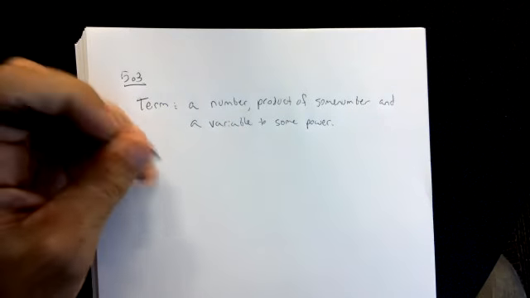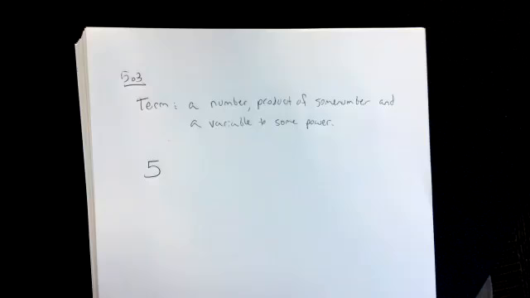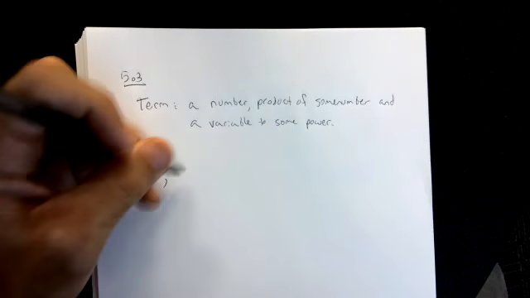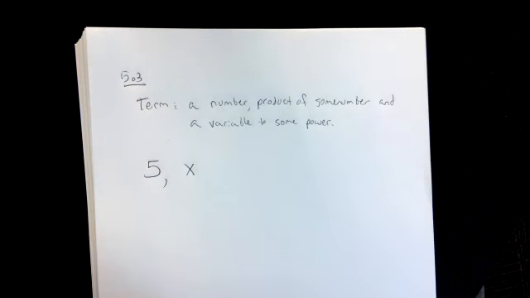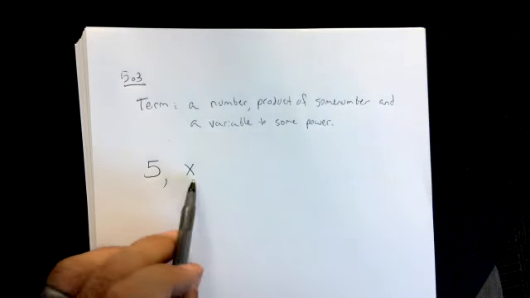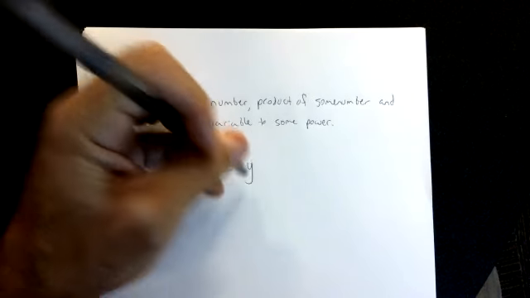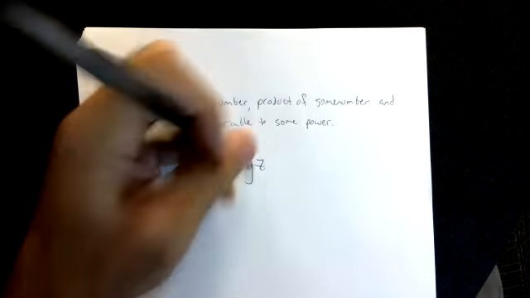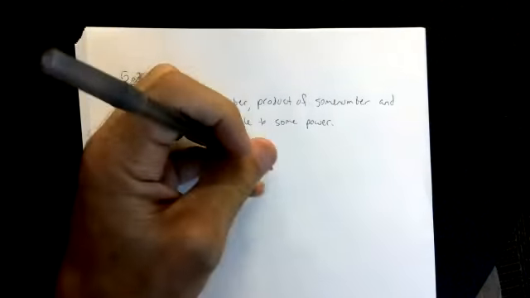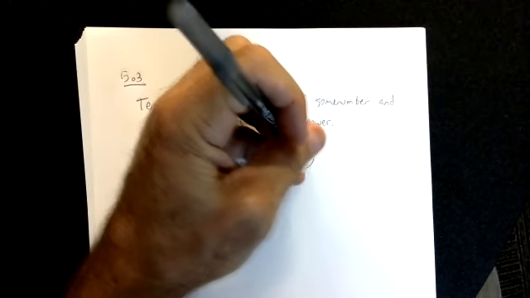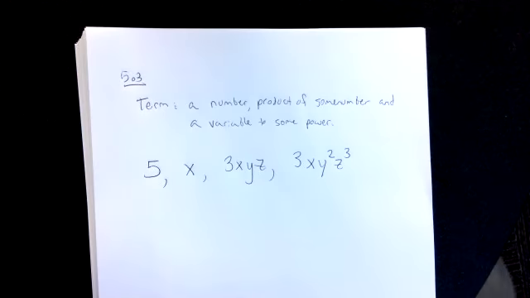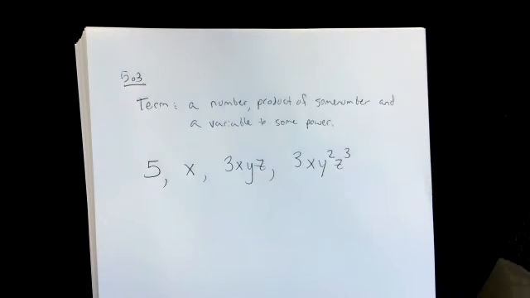Okay, so it could be just a number or just a variable, because that would be 1 times that variable. Or you could have some product of lots of variables. Or you could have some product of variables to various powers. All of those are examples of what we call a term.